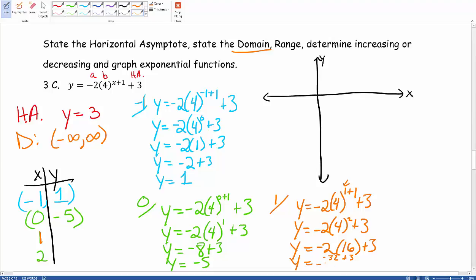Well, that'll give us -29 for the y. So 1 comma -29. If we were to keep going with this exponent 2, we would end up with a very, very big negative. Obviously, we can kind of see it getting very, very big in terms of the negative solution.